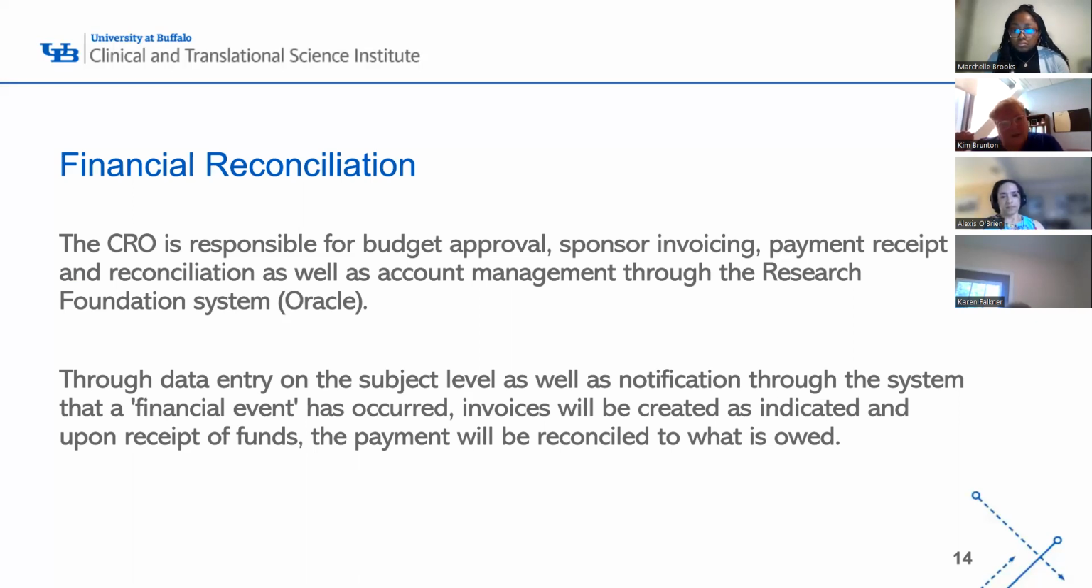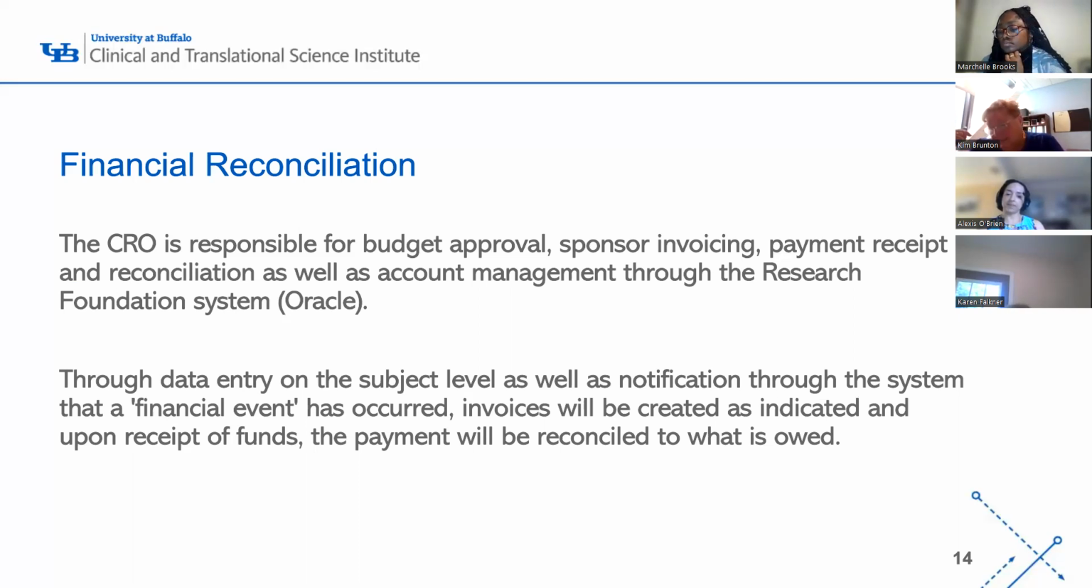The subject level information, as well as notification through the system that a financial event has occurred. Then invoices will be created that will help us track as far as if you've had some of those financial events.